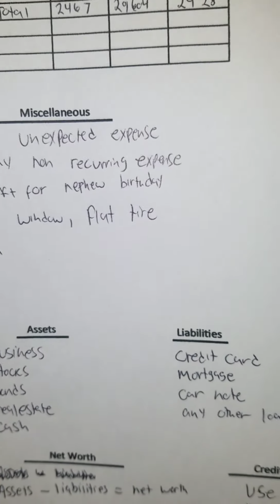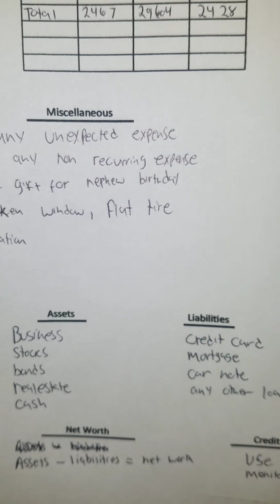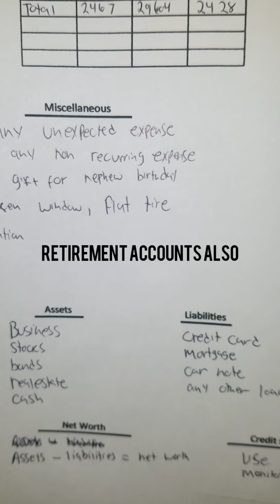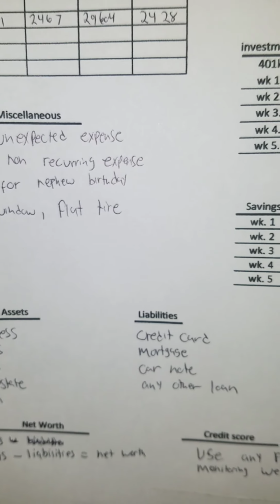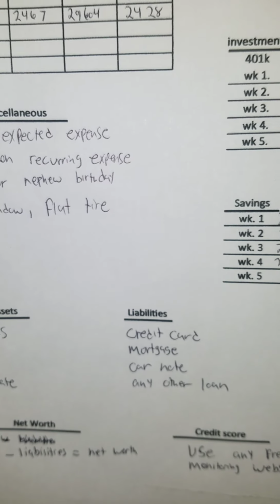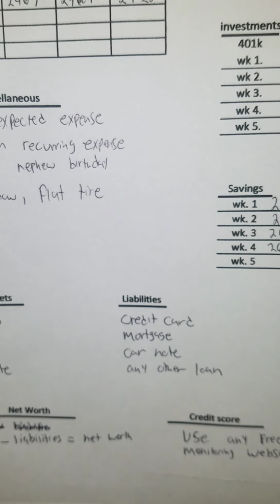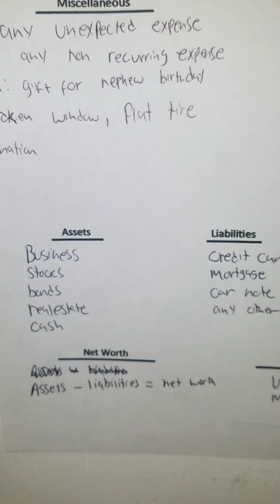The next thing that we track on the budget is assets and liabilities. And as you see listed, assets include businesses, stocks, bonds, real estate, or cash. Liabilities include credit cards, mortgages, car notes, or any other loan that you're making payments on. Followed by our net worth.